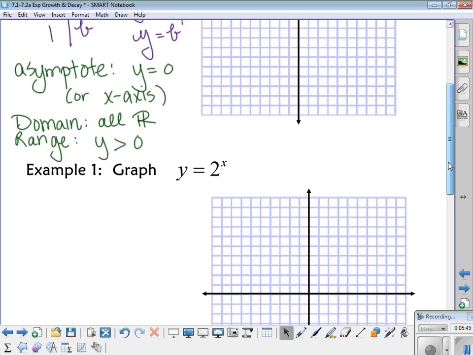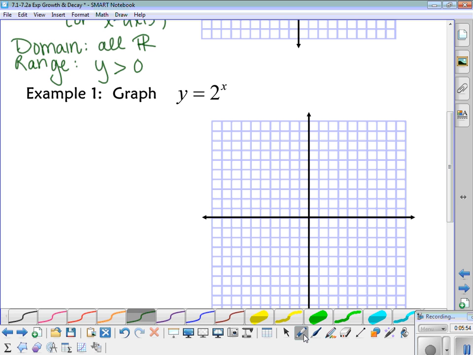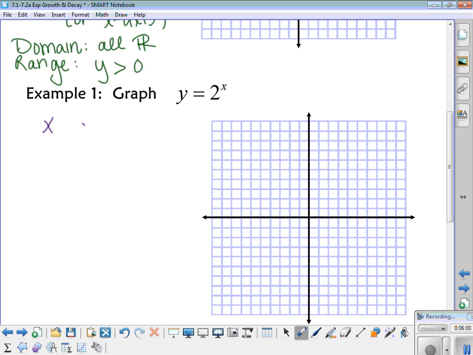All right, so let's take a look at an example with a specific number this time. 2 for my base. So I'm going to graph y equals 2 to the x power. So I can make myself a quick little table. If I plug in -2 for x, I have 2 to the -2, so that means I flip it over, right? 1 over 2 squared, so that's 1/4. And then if I plug in a -1 for x, I have 2 to the -1, which is 1/2.